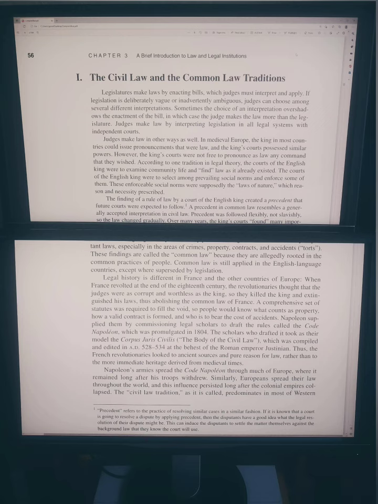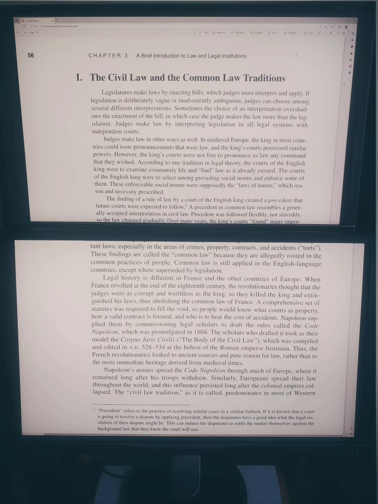If it is known that a court is going to resolve a dispute by applying precedent, then the disputants have a good idea what the legal resolution of their dispute might be. This can induce the disputants to settle the matter themselves against the background law that they know the court will use. Back to the text.